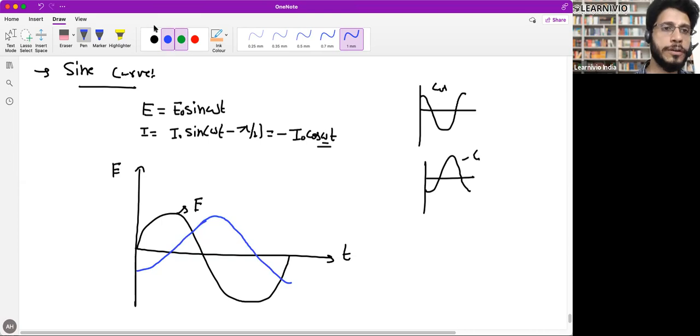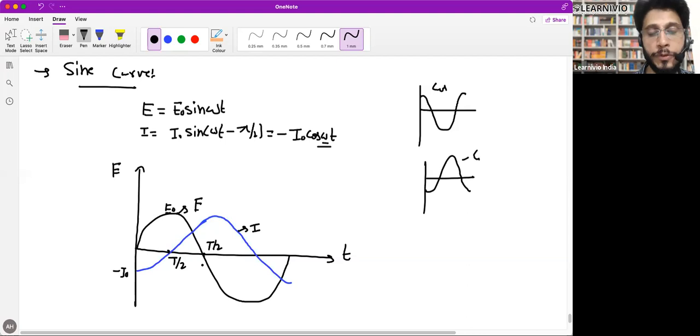So this is for current. If you look at it carefully, this is time T by 2. This is the peak value of EMF, E naught. This is the peak value of current, minus of I naught. When your EMF is maximum, your current is 0. When your EMF is 0, your current is maximum. Similarly here, this time is T. This is the peak value of current, you can say this is I naught. This is the E versus time graph.